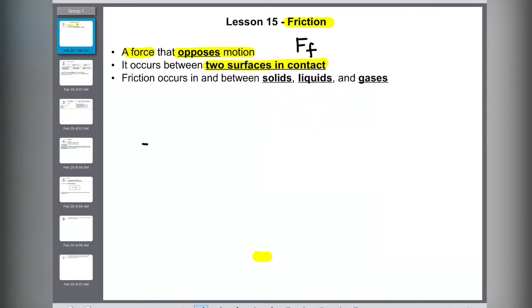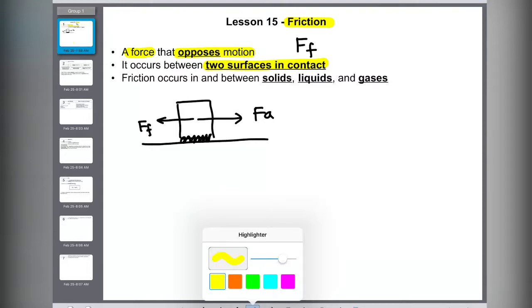I think we all get that if I have, say, a box and I'm sliding it across, applying a force that's going to the right, if the object is moving to the right, we know that the force of friction is acting in between the contacting surface right here. But what you would know is that friction also happens in fluids, in between solid, liquid, as well as gases.